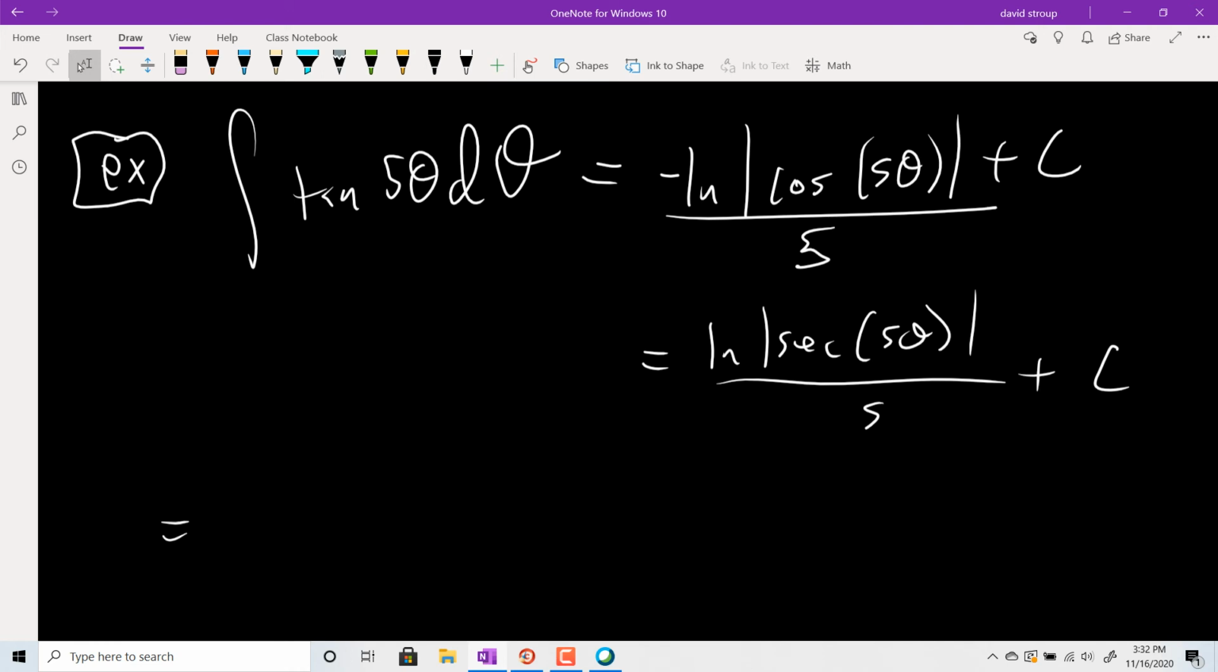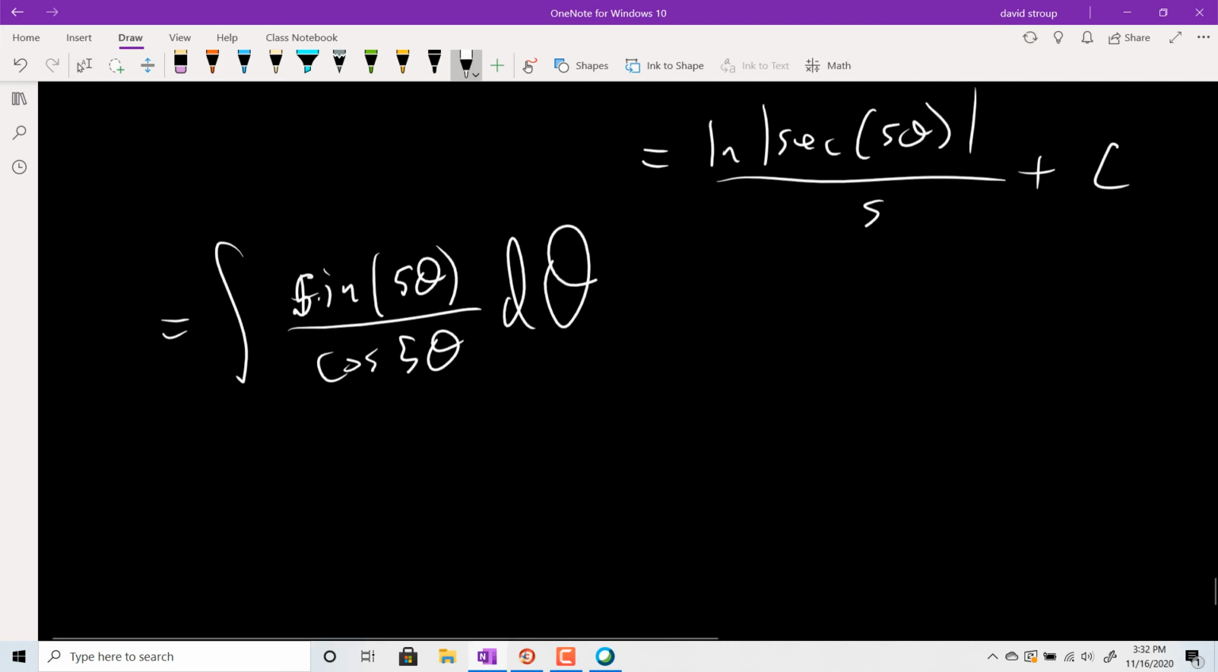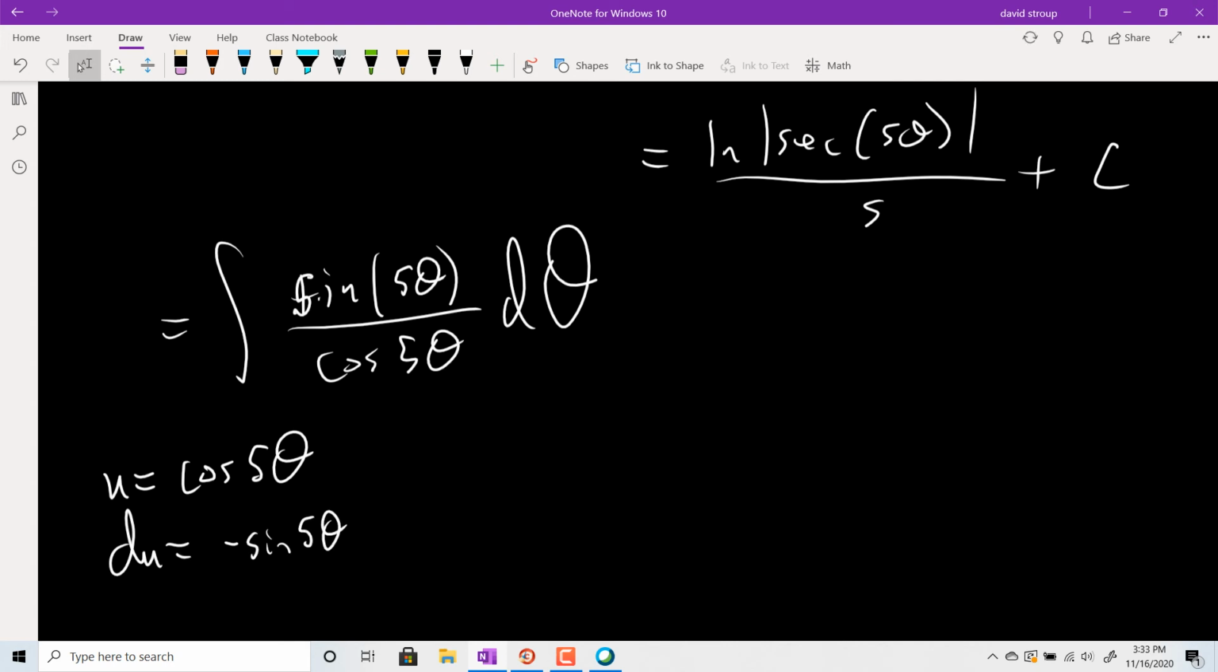you can always just translate it into sine and cosine. Tan of 5 theta is really the same thing as sine of 5 theta all over cosine of 5 theta. And then you could do a u sub, right? So let u equal cosine of 5 theta. And then du will be negative sine of 5 theta times 5, so it's negative 5 sine 5 theta d theta. And then d theta will be negative du all over 5 sine 5 theta. That's where that 1/5 is coming from.